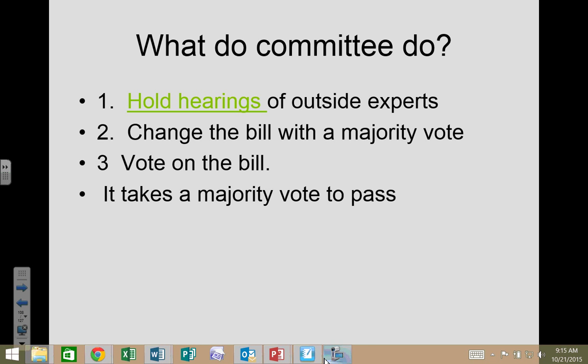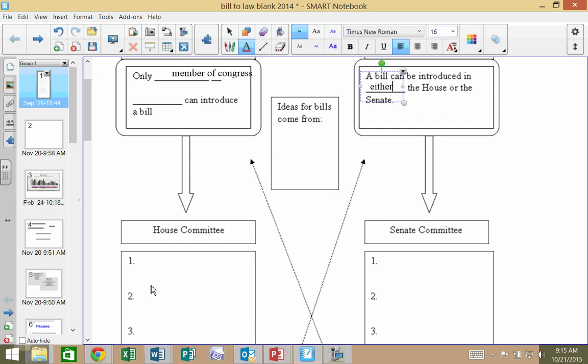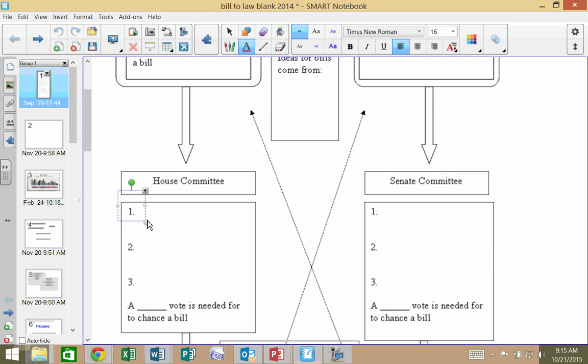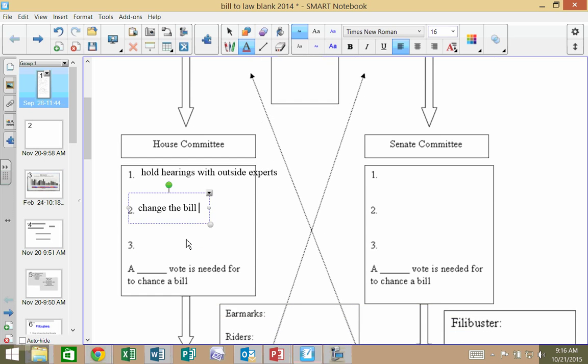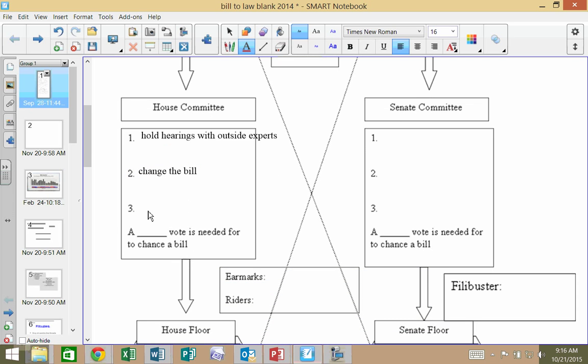Now, we aren't to that next stage yet, but we're getting there. So what can happen here? Well, at the committee level, one of the things that occurs is they hold hearings. We probably should put outside experts on there to be more informed about that piece of legislation. Okay, they can change the bill. They can make any changes, additions, or deletions to that particular bill. Okay, and then they vote on the bill. And if the bill does not get the majority of votes needed, it dies. It's a little hard to see, but a majority vote is needed.